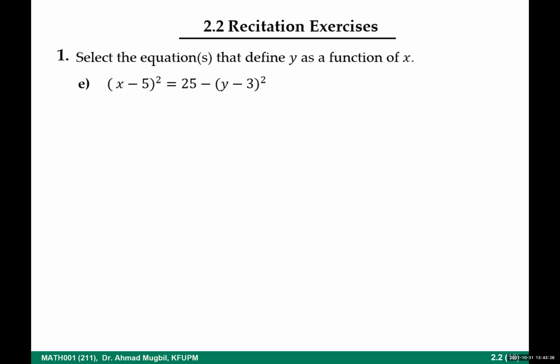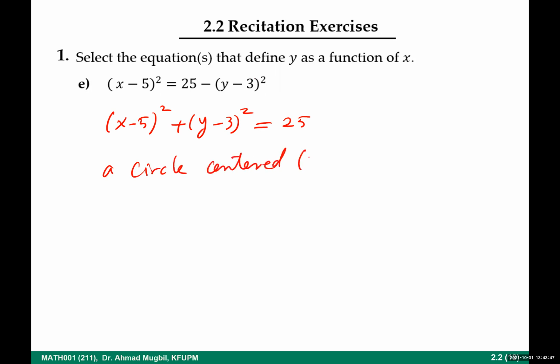And it is enough justification. It is good time, by the way, to revise 1.2. So bring this to here. It will be plus y minus 3 all squared equals to 25. This is a circle centered. Let's revise. Centered at what? 5 and 3 with radius 5. It is clear that it is a circle, and because of that, it is not a function.